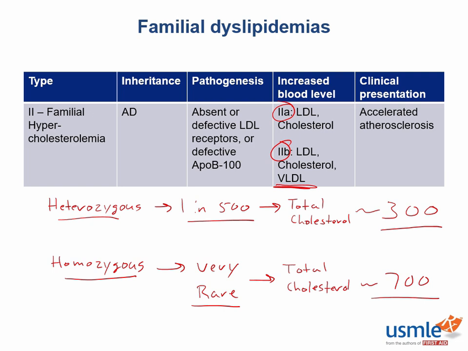So how might this show up on your exam? Well, if you're given a patient with an increased LDL, as well as cholesterol and VLDL, and they have a total cholesterol level of 785, which type of familial hypercholesterolemia might they have? Great, they would be homozygous for type 2B familial hypercholesterolemia.